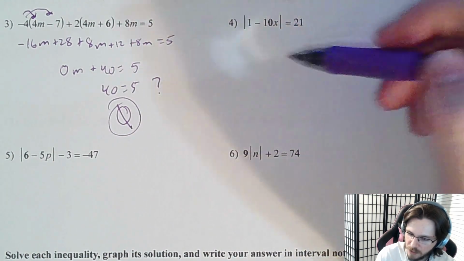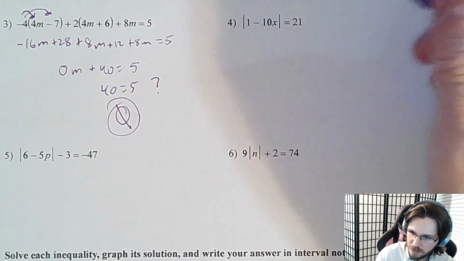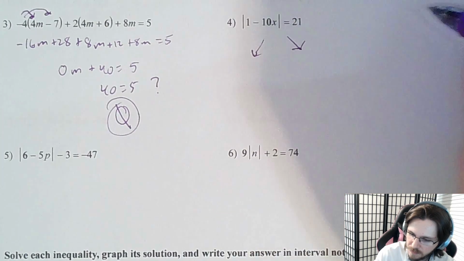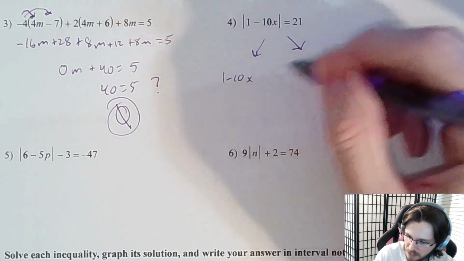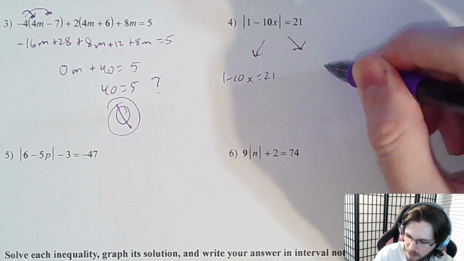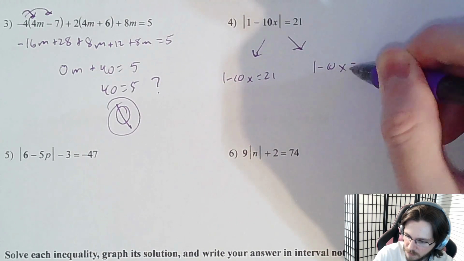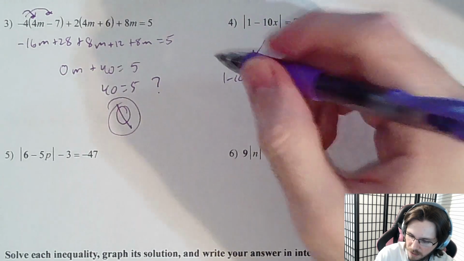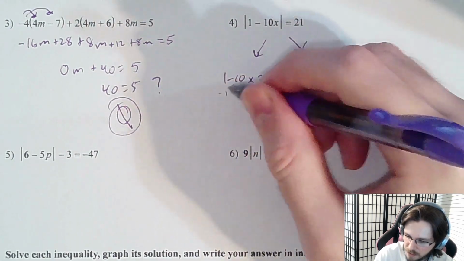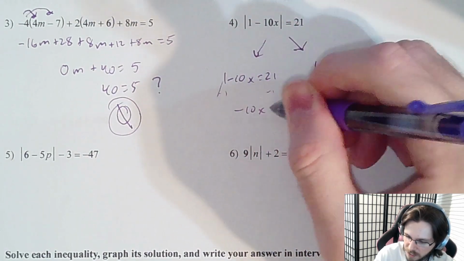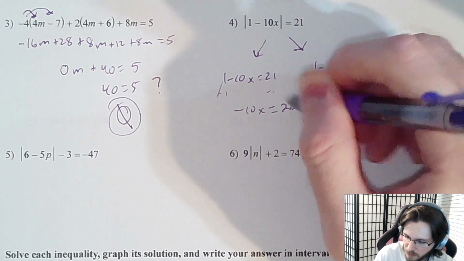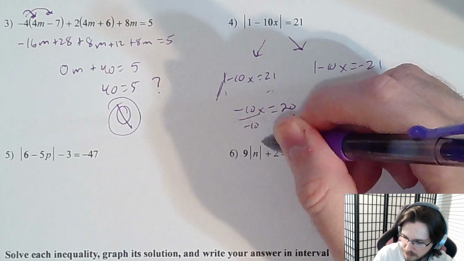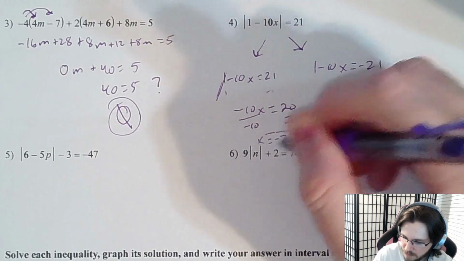Solving absolute value questions, I did put 3 of them here as a reminder how to do it. You want to split that guy into 2. So 1 minus 10x equals 21. That's the copied side. And then the other side, we're making it negative on the right. Got to go ahead and subtract 1 on both sides here. Gives us negative 10x equals 20. Divide both sides by negative 10. And x equals negative 2.